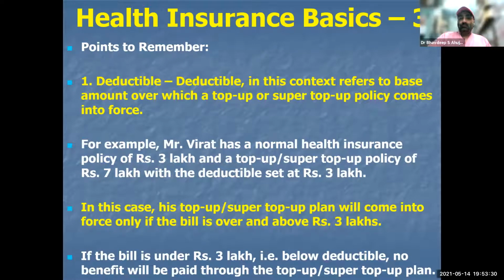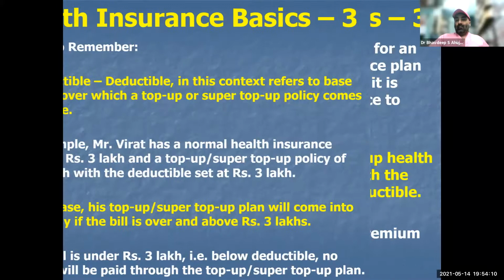Just try to understand what are the points to remember in this. So the deductible is basically the basis amount, as I discussed, जिसके बाद से आपका plan comes into action. For example, if he has a policy of 3 lakhs and a top-up or a super top-up of 7 lakhs, where deductible is set at 3 lakhs, his top-up will come into force only if the bill is over and above 3 lakhs. Because if the threshold is not breached, you cannot claim that. If the bill is under 3 lakhs, then top-up and super top-up will not come into action below the deductible, even with the daily limit breached. So then the base plan.